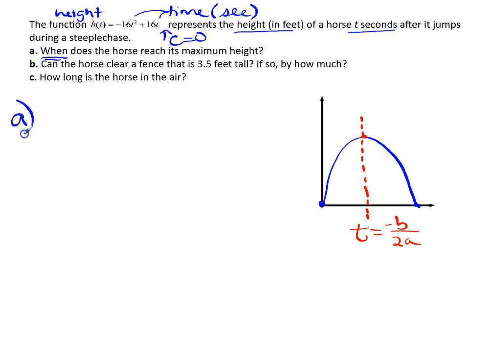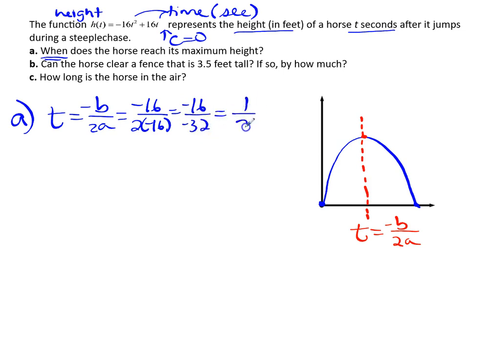So for question A, we're going to say when, that's time. So time equals negative b over 2a. So negative 16 over 2 times negative 16. Negative 16 over negative 32 is positive 1/2. And what's our units for time? Seconds. So after 1/2 a second, it's going to reach its maximum height. So that's answer number 1.